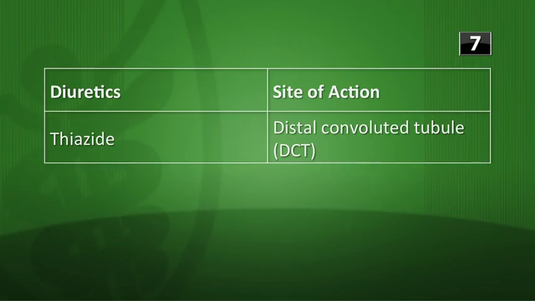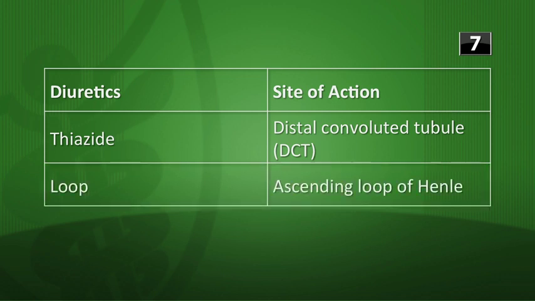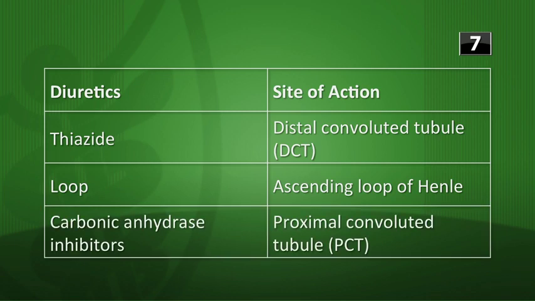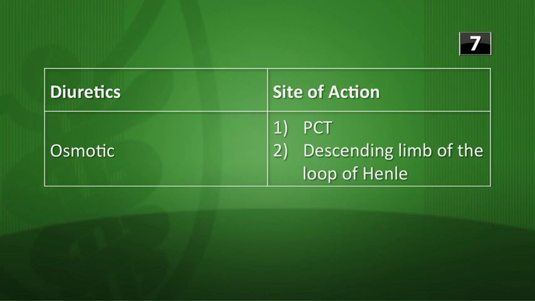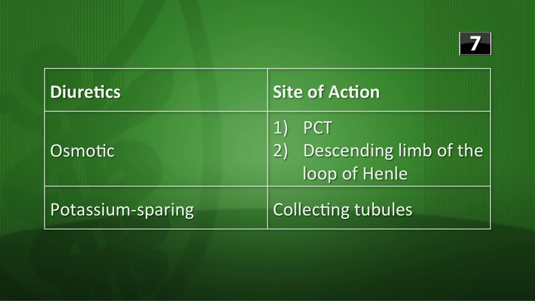Next, what is the site of action of each of the following diuretics? So first we have thiazide diuretics. They act in the distal convoluted tubule. Loop diuretics act in the ascending loop of Henle. Carbonic anhydrase inhibitors act in the proximal convoluted tubule. Osmotic diuretics work in a couple of sites. They work in the proximal convoluted tubule primarily, but also in the thin descending limb of the loop of Henle. And the osmotic diuretic mannitol also has an effect on urine in the collecting duct as well. And then finally we have the potassium-sparing diuretics. They act in the collecting tubules.